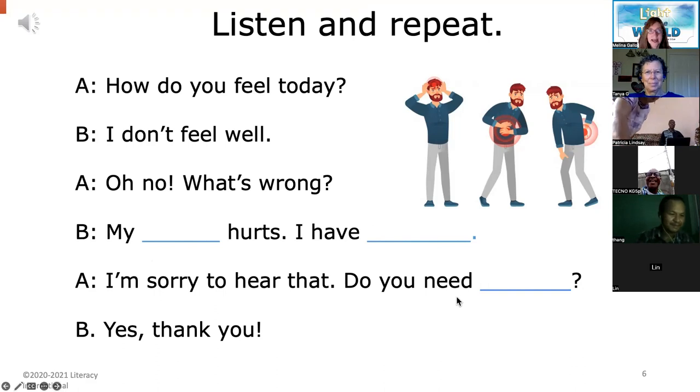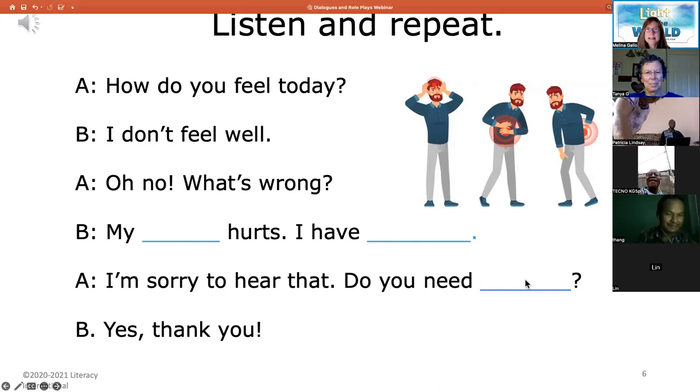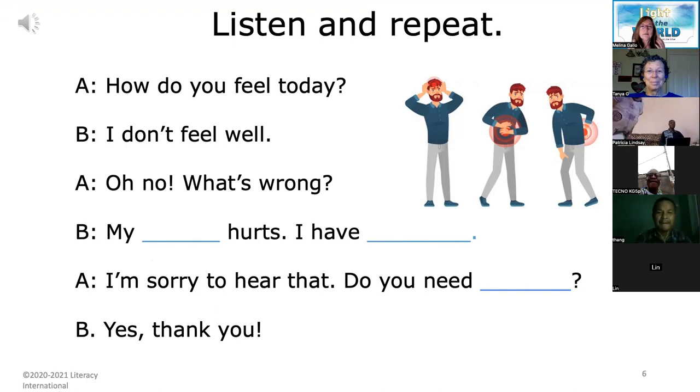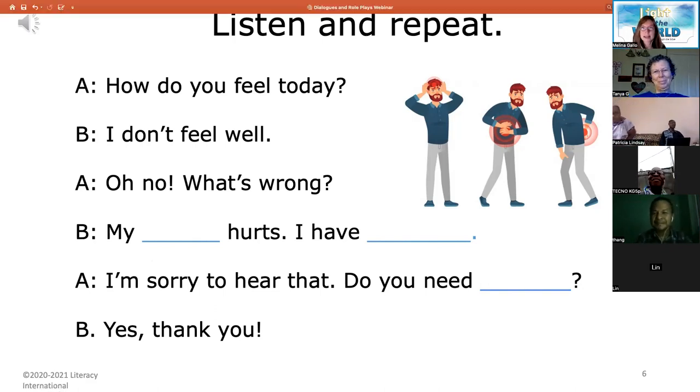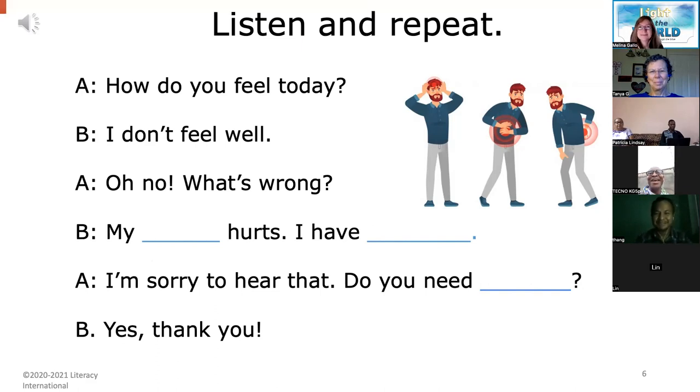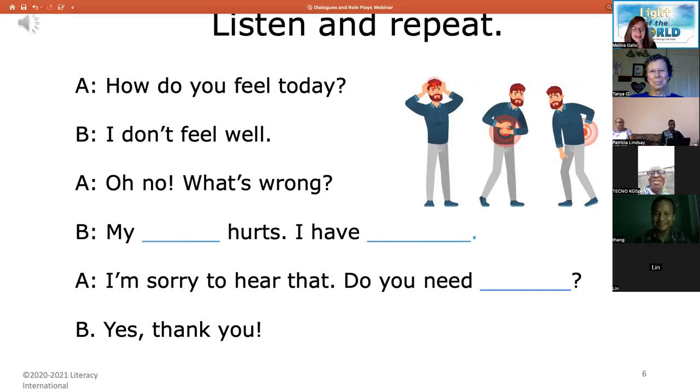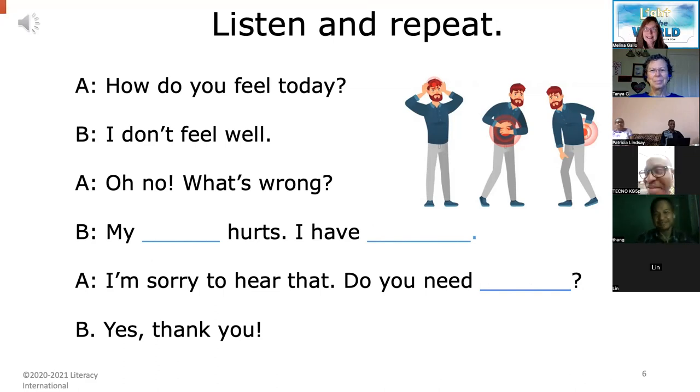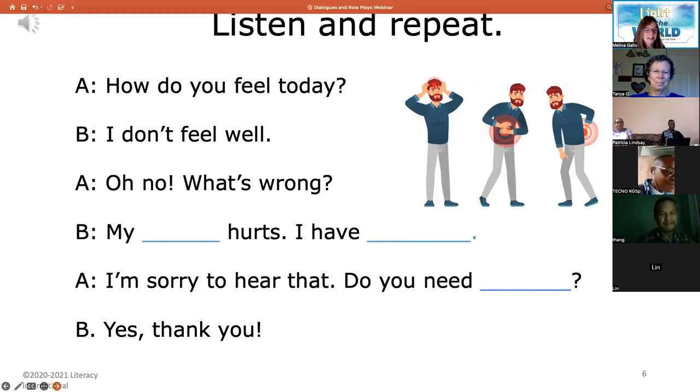I'm sorry to hear that. Do you need? So what is something we could give a person who has a stomach ache? What might help them if they have a stomach ache? In your country, what do you do when someone has a stomach ache? We give him aspirin. You give him aspirin. Okay. So we can say, I'm sorry to hear that. Do you need aspirin? Yes, thank you. Okay. So that's one way to do it, to elicit answers.